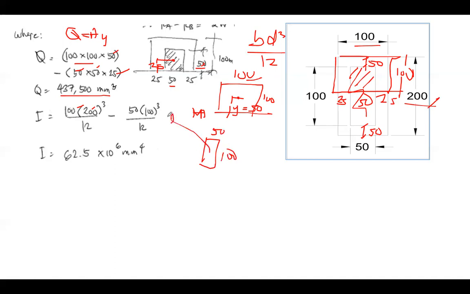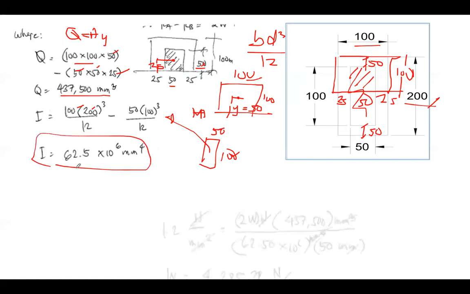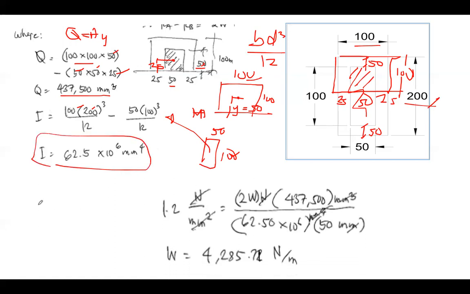Okay, ito yan. BD cube. B is 50. D is 100. Cube over 12. Calculating further, then we can compute this I. Substituting to the formula, VQ over IB. Ito, Newton millimeter squared. V, ito, 2W, naka-Newton na siya.